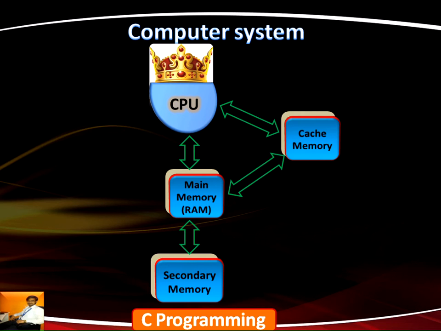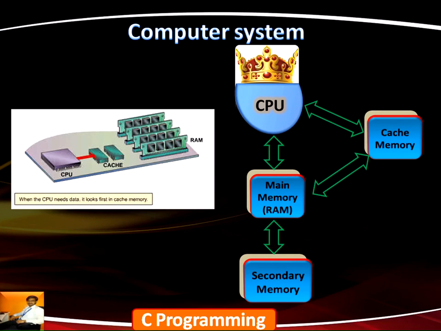Now let us check out how these units communicate with one another. On the left-hand side we can see the figure. This is the basic structure of how these units are placed on a board. This is our CPU. Very near to the CPU the cache chips are available, next the RAM slots are available, and to this board the secondary memory devices are connected with buses.